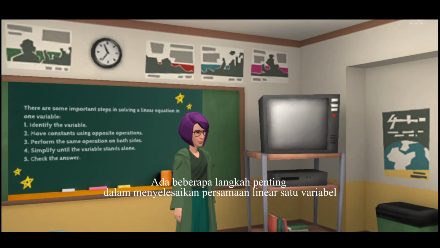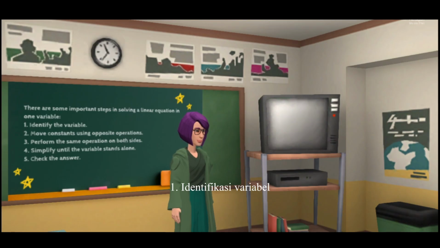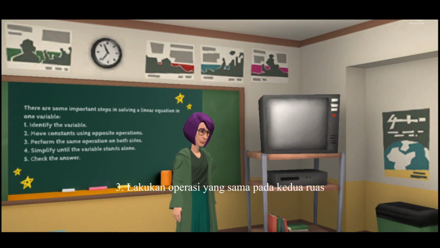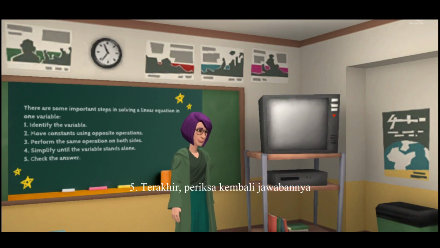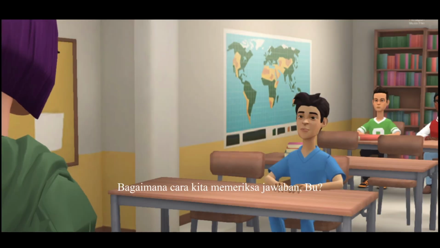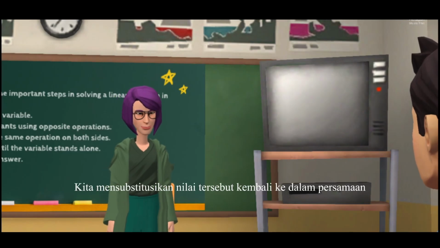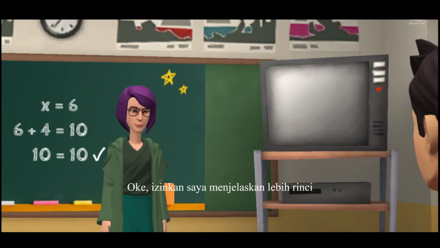There are some important steps in solving a linear equation in one variable. 1, identify the variable. 2, move constants using opposite operations. 3, perform the same operation on both sides. 4, simplify until the variable stands alone. And last, check the answer. How do we check the answer, Miss? We substitute the value back into the equation.